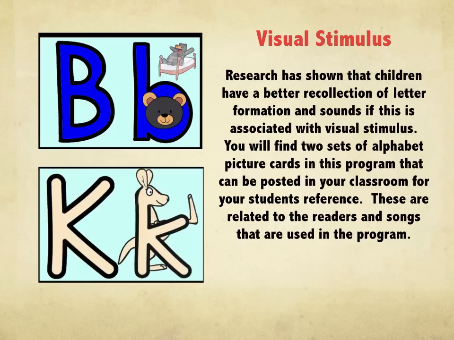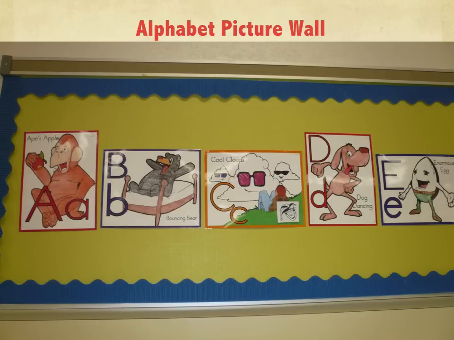Research has shown that children have a better recollection of letter formation and sounds if this is associated with visual stimulus. You'll find 2 sets of alphabet picture cards in this program that can be posted in your classroom for your students' reference. These are related to the readers and songs that are used in the program. This is an example of one of the visual stimulus pictures. You'll notice there's a joker on the letter C because that is a tricky consonant.